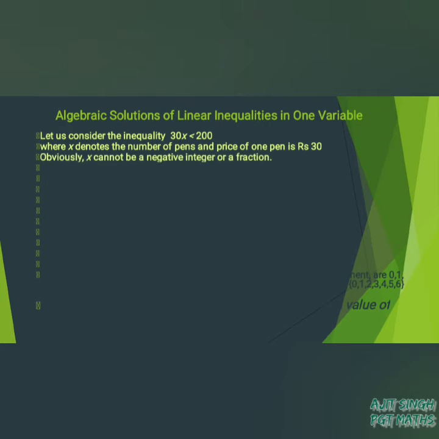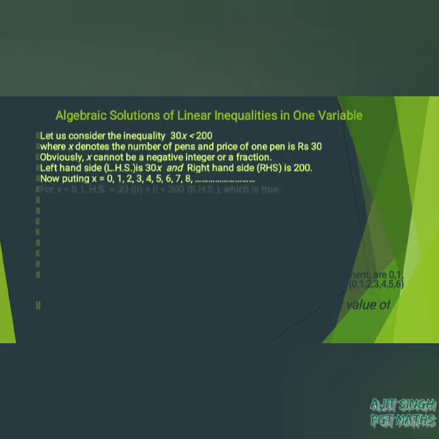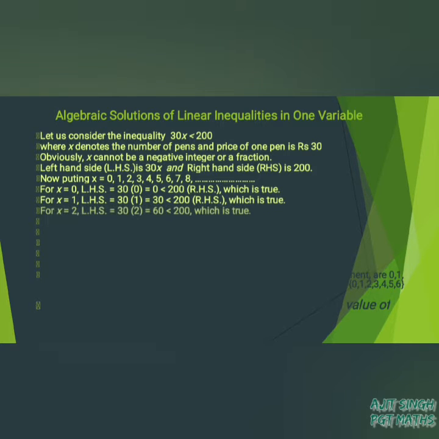Obviously, x cannot be a negative integer or a fraction. We know the number of pens cannot be a fraction or a negative integer. The left hand side is 30x and the right hand side is 200. Now putting the value of x equal to 0, 1, 2, 3, 4, 5, 6, 7 or 8 and so on.